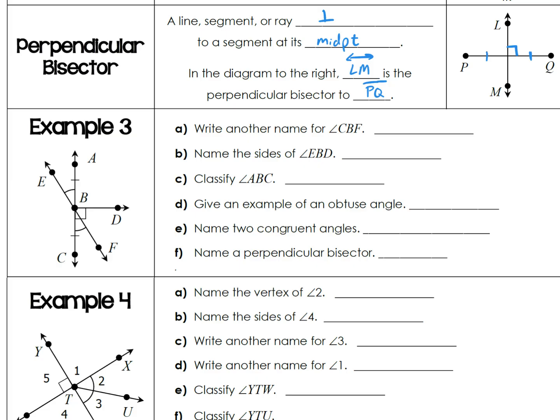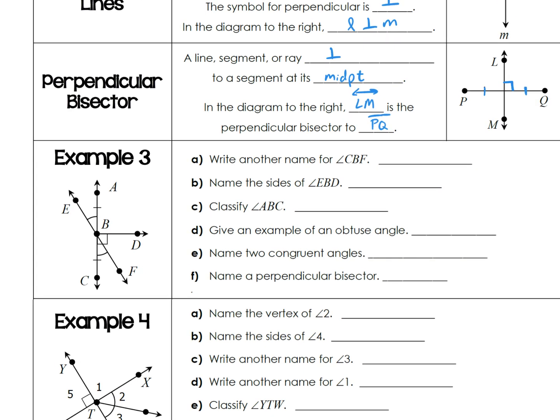Okay, let's do an example. All right, so in this picture, you can see that there are multiple angles coming out from vertex B. This is why being able to name the angle is so important. You have to use all three letters so that we know exactly which one we're talking about. Now, we want to write another name for angle CBF. So CBF is right there. And another name for that could be angle FBC. Keep B as the vertex.